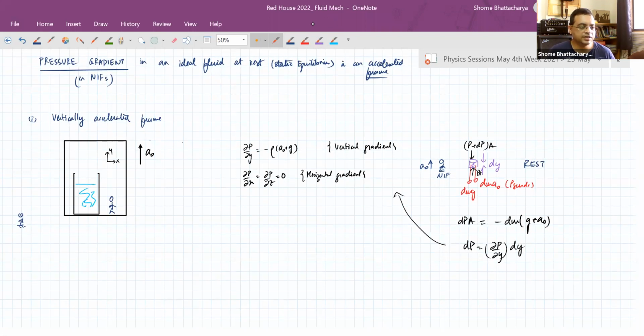Same thing, if the elevator had been accelerating downwards, then the vertical pressure gradient would have become minus rho into g minus a naught. So interestingly, for a freely falling tank, the pressure gradient is 0.